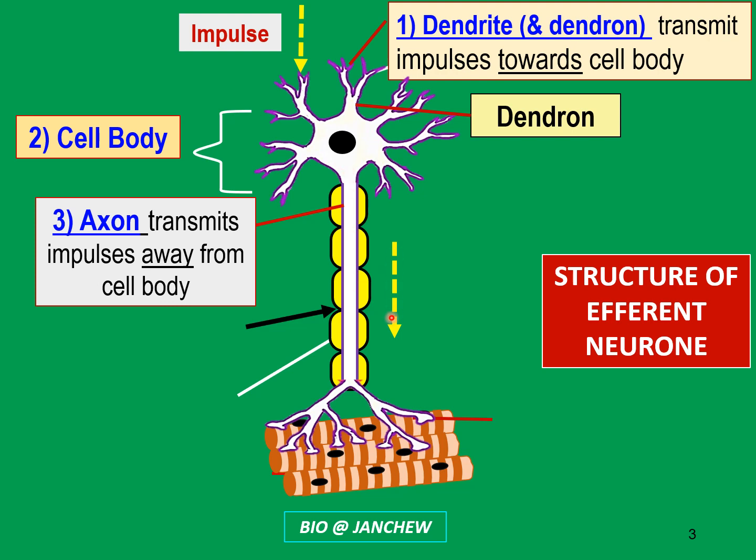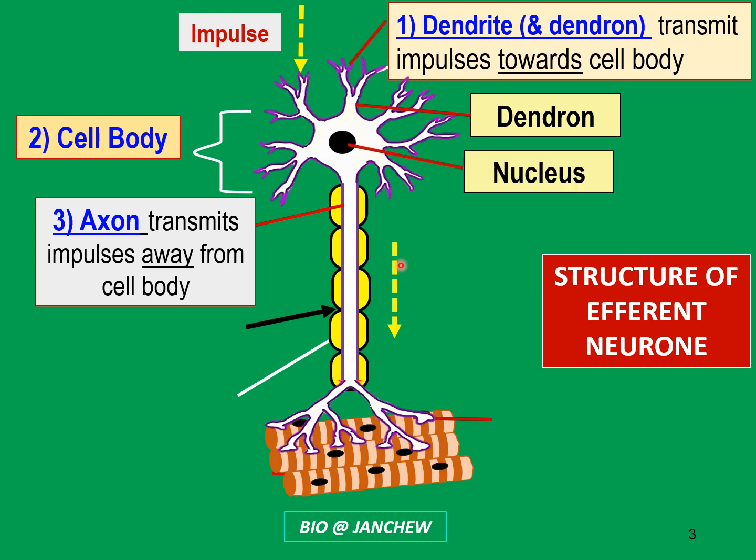Okay, so if I ask to draw the arrow, it must always be from dendrites or dendrons here to cell body and then to the axon. Only one way, the flow of the impulse is only one direction. It cannot go upwards. So it's very systematic. Okay, from the dendron to the cell body to the axon.